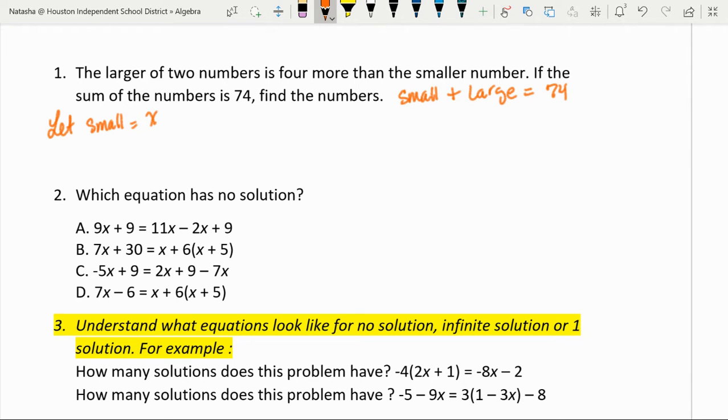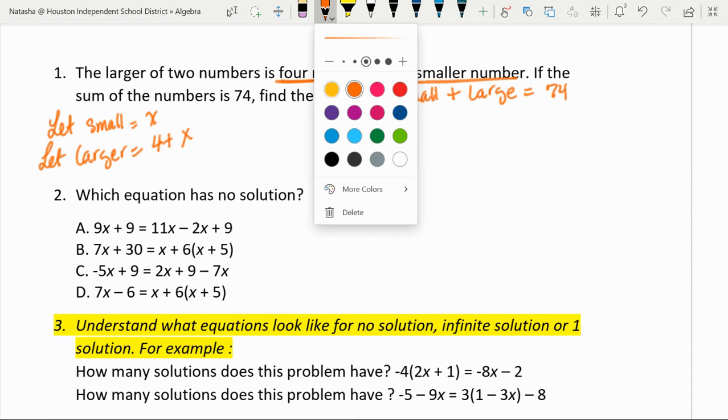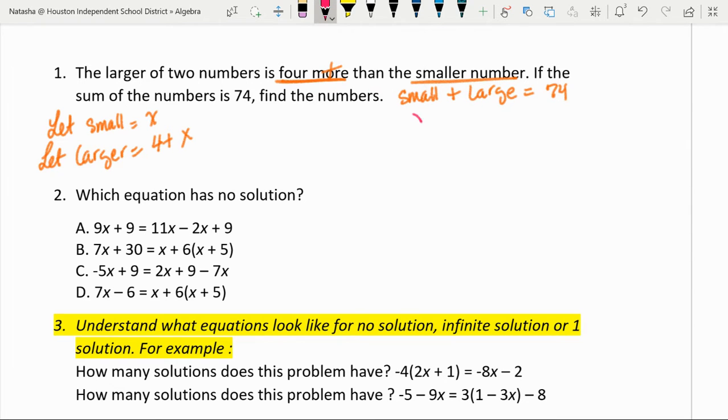Then I'm going to let the larger number, it says the larger number is four more. So four more is plus, so four plus the smaller number. The smaller number we said is x. So that's going to be 4 plus x. So in place of small, I'm going to substitute in x, and in the place of large is going to be 4 plus x. And then that's going to be equal to 74.